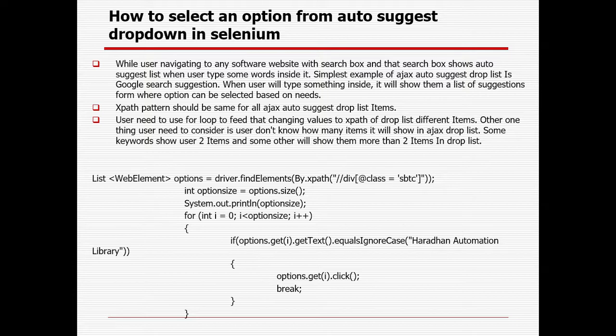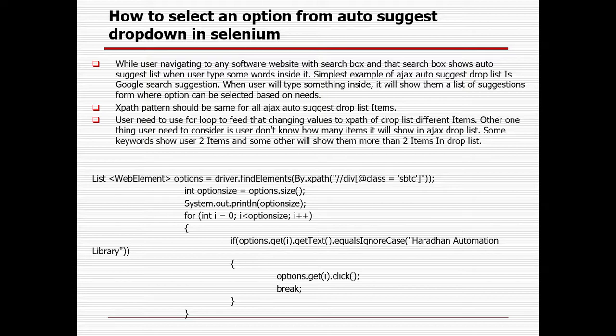Auto suggest means, suppose you go to a search box and enter something, after that it will give you a list of options. So that is called auto suggest. While navigating to any website with a search box available, that search box shows an auto suggest list when the user types something inside it.